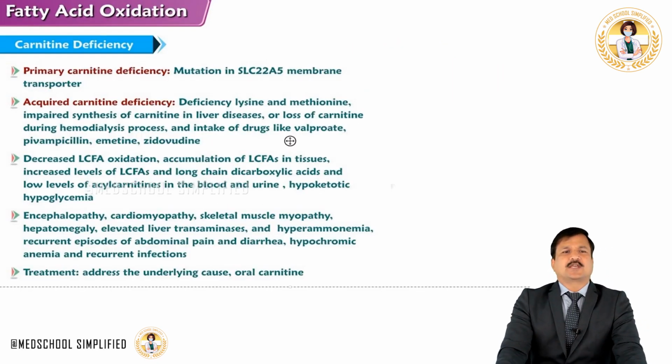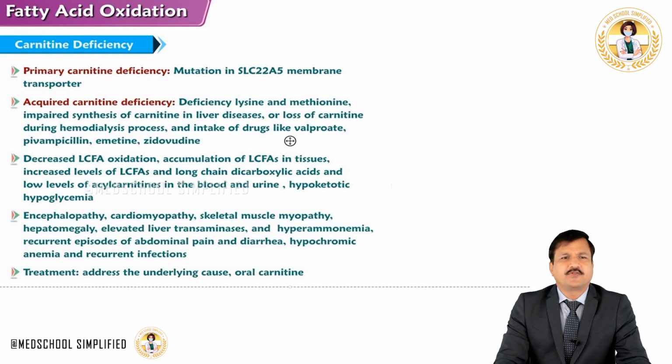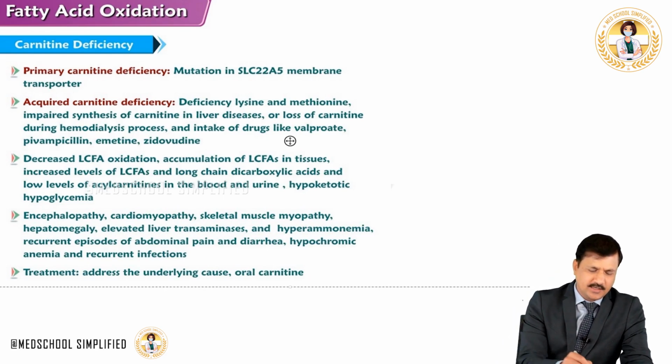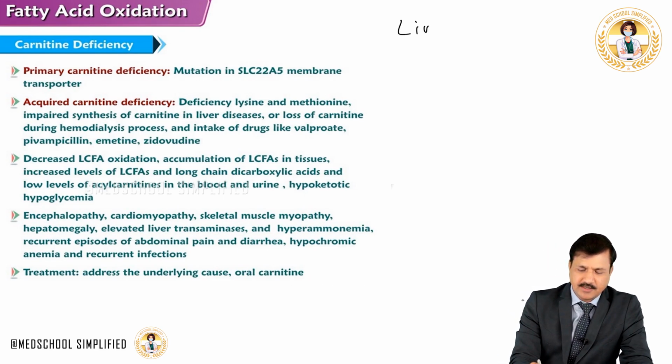Alright, now let's get into clinical aspects related to the carnitine shuttle mechanism. So, the first disease here is carnitine deficiency. You know now the importance of carnitine. Carnitine is necessary for the transport of long chain fatty acids into the matrix of mitochondria, and you know carnitine is synthesized in the liver. Just to recap, carnitine is synthesized in the liver, that's an organ, and then it needs lysine and methionine.